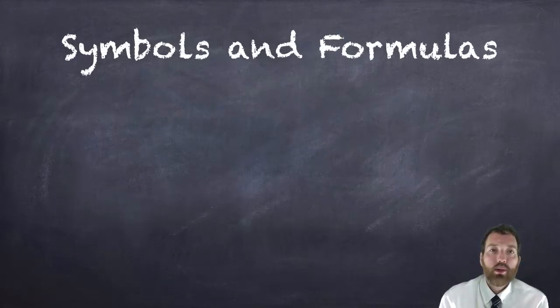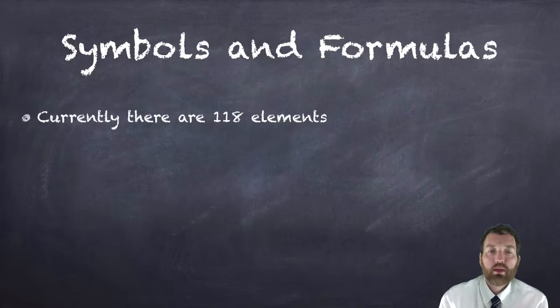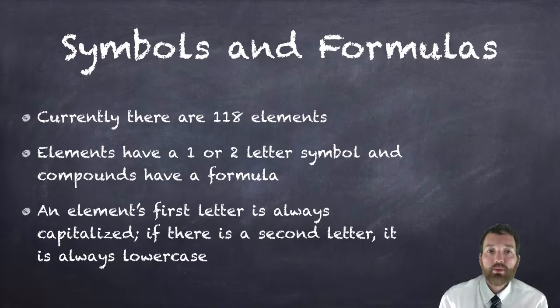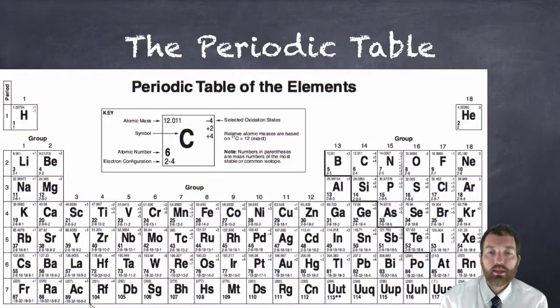Okay, next we're going to talk about elements. So there are currently 118 elements on the periodic table. They all have 1 or 2 letter symbols. And a compound is going to have a formula, which is just a combination of the symbols that make up that compound. The element's first letter is always capitalized, and if there's a second letter, it's always lowercase.